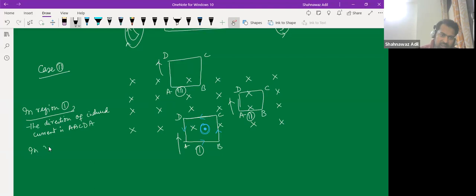Similarly, in region second, we see that they are the same magnetic fields, right? So the magnetic field is not changing, so flux is not changing. If flux is the same, the induced current would be zero.